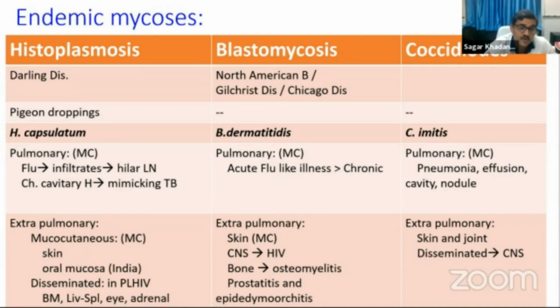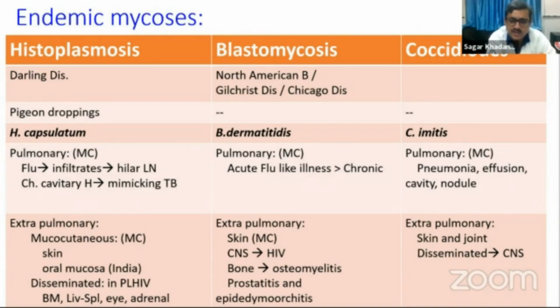So I am of the strong opinion that many patients who are smear negative and we still go on treating with tuberculosis should be suspected of histoplasmosis, and samples should be sent for identification of Histoplasma. The extrapulmonary manifestations are also common. It may be mucocutaneous, like skin and oral mucosa, which are predominantly found in India, where we see more of oral mucosa and skin histoplasmosis. It can be disseminated in PLHIV.